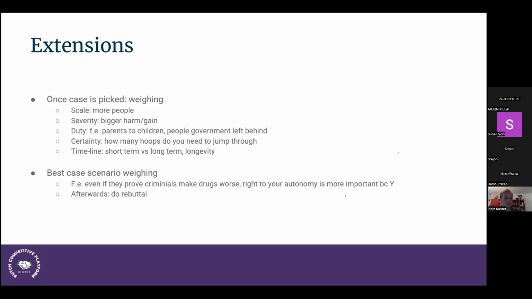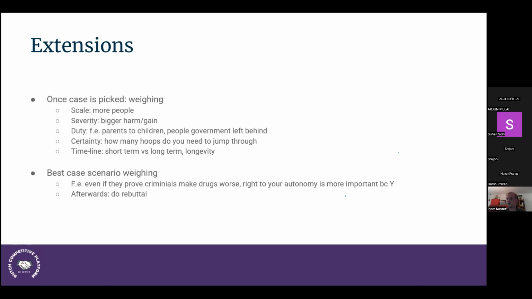Okay. And then lastly, I just have a couple of things on weighing, which is sometimes people don't really know how to weigh their extensions. Here are just a couple of things that you can consider. You could do things just like scale, so more people, severity, how big the harm is, kind of like a duty. So if you want to bring a principle, you can also use it as weighing. So you'd be like, we are able to give people more mind expanding drugs, which is good. But you say this is even more important because we're also fulfilling the principle of the right to bodily autonomy, or the state has specific duty to these people, all that kind of stuff.